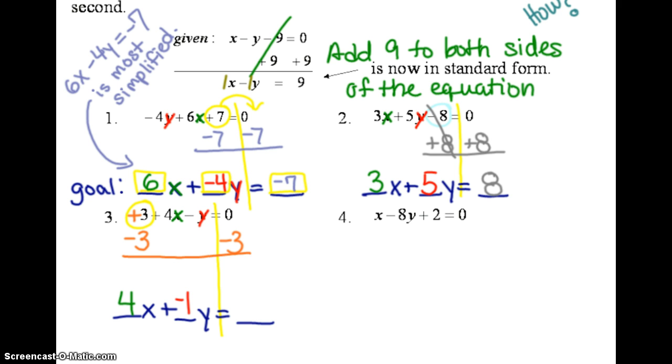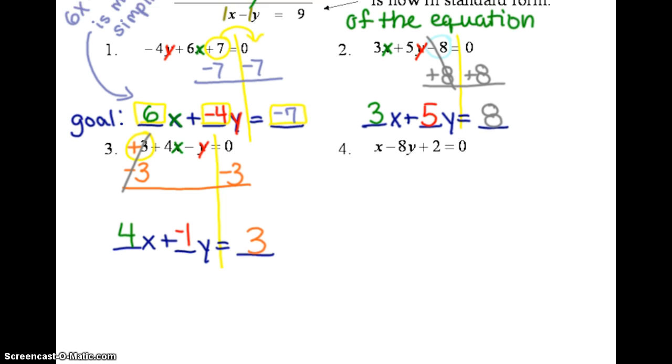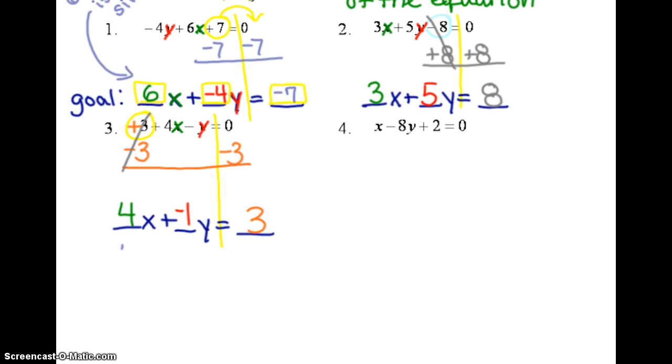I've got that number without a letter. It's a positive 3, so I have to subtract 3. The positive 3 and negative 3 cancel each other out because they're inverses of each other. So I have 0 minus 3 makes negative 3. Did I forget something? 4x minus 1y equals negative 3.